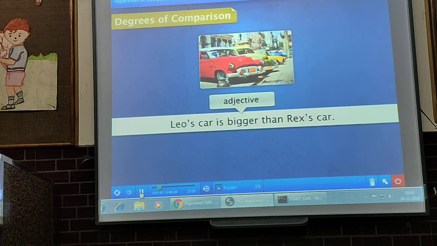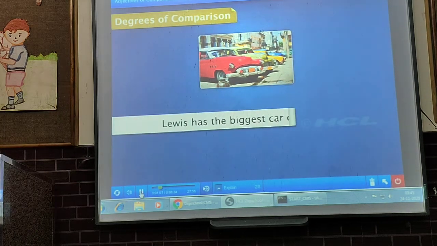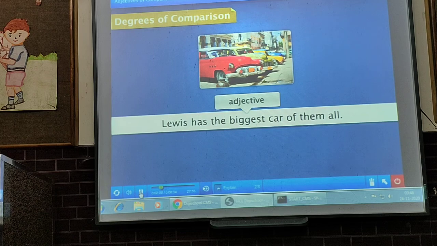Is used to compare the sizes of Rex and Leo's cars. So, the adjective bigger is in the comparative degree. Let's read the sentence about Louis again. Louis has the biggest car of them all. In this sentence, the adjective biggest shows comparison among Rex, Leo, and Louis's cars and tells you that of the 3, Louis has the biggest car.